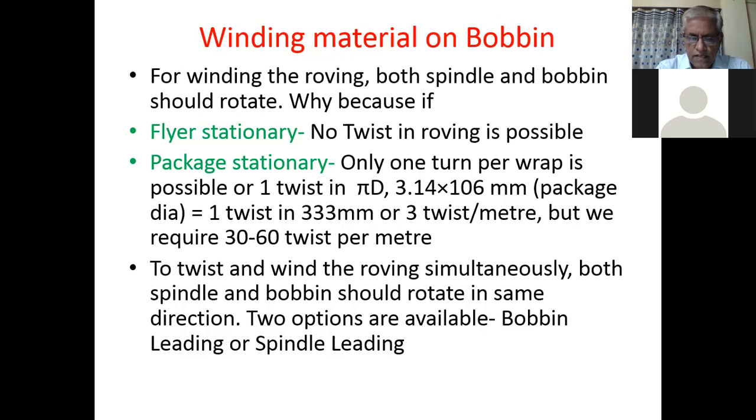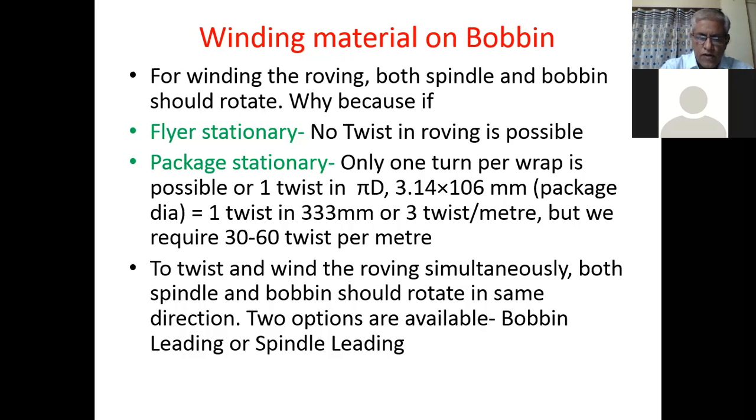It implies one twist in 333 mm, or you can also say 3 twists per meter. But actually we require approximately 40 twists per meter. So for that, we should revolve the package also. To twist and wind the roving simultaneously, both spindle and bobbin should rotate in the same direction. So two options are available, bobbin leading and spindle leading.